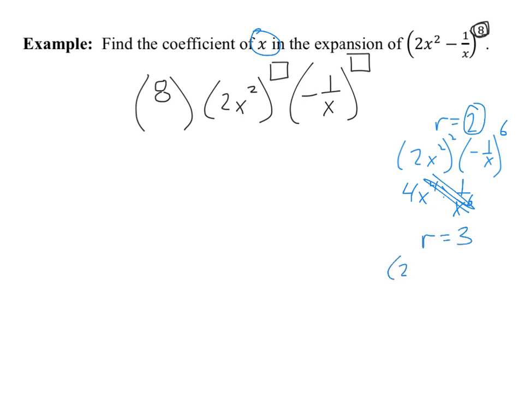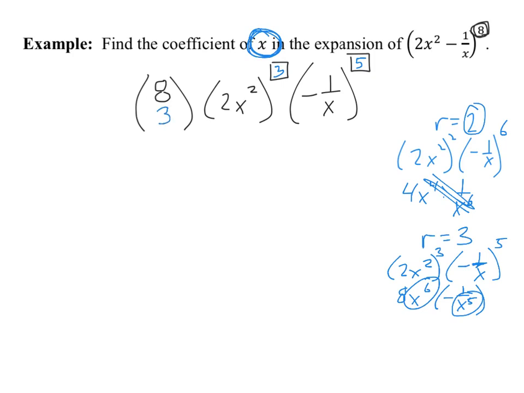If I did that, I would get 2x squared cubed times negative 1 over x raised to the 5th power. Let's see here. That would give me 8x to the 6th times negative 1 over x to the 5th. Hey, there it is, right? I've got 6 x's on top here, 5 x's on the bottom. Those are going to cancel out and leave me with just this x. Now that I figured that out, I can tell this is supposed to be a 3, this is supposed to be a 5, and so we'll put a 3 down here.